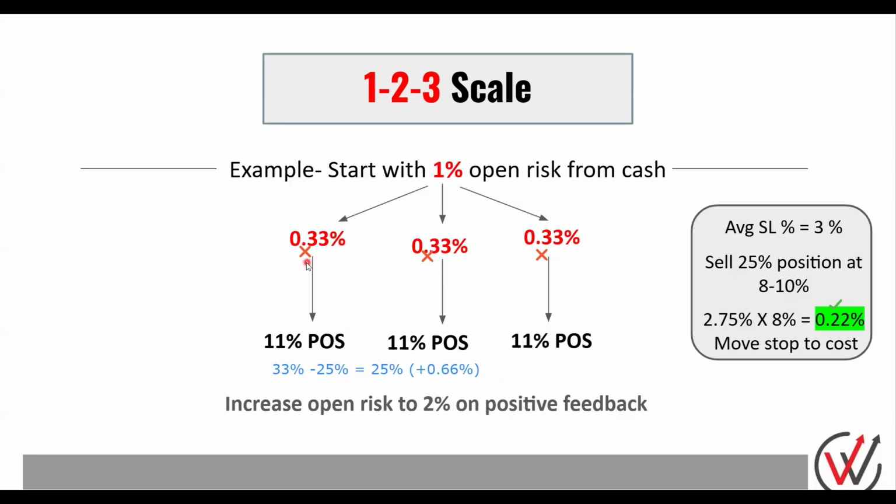From 33%, imagining that all these three positions worked out for you. You sold 25% of 33%, that is around, let's say, 8.5%, and you now have an exposure of 25% with a profit cushion of 0.66%. See, this might not look like a very big figure right now, but imagine now you can take up an open risk of 2% and you have a profit cushion. So this is your positive feedback. This is part of your positive feedback.